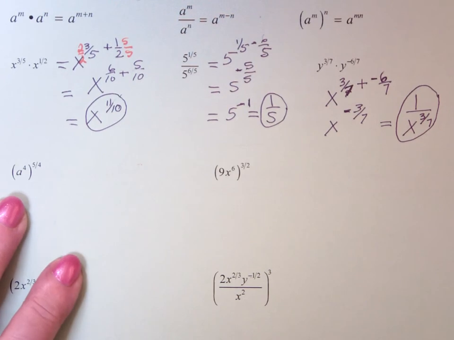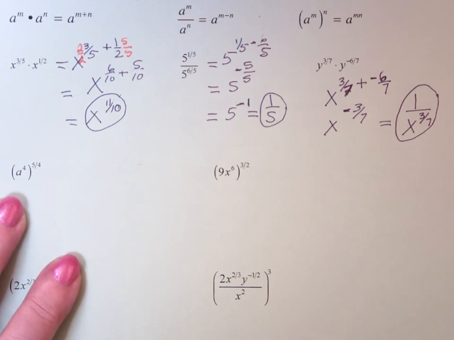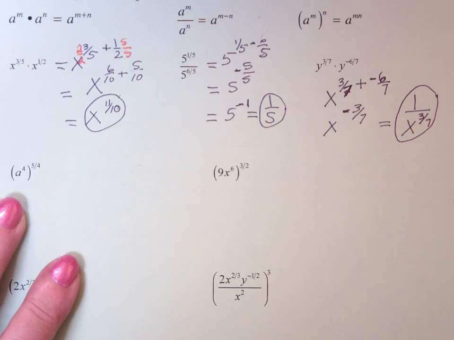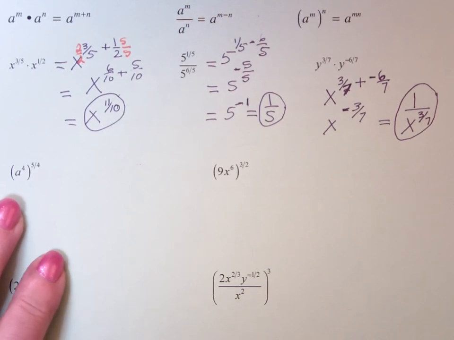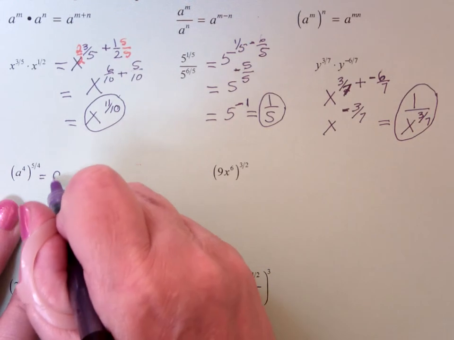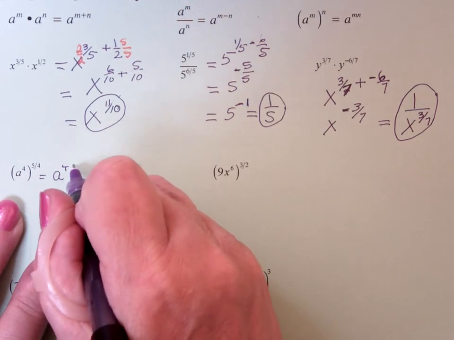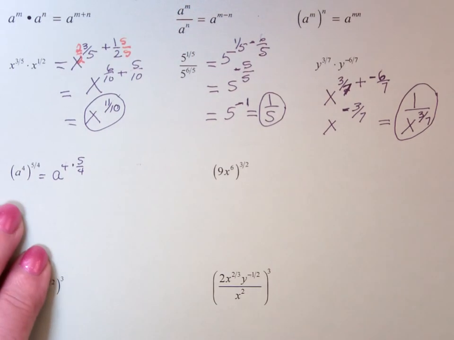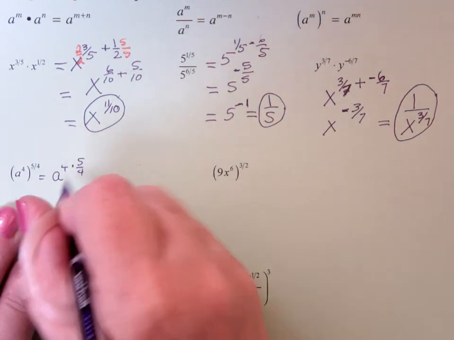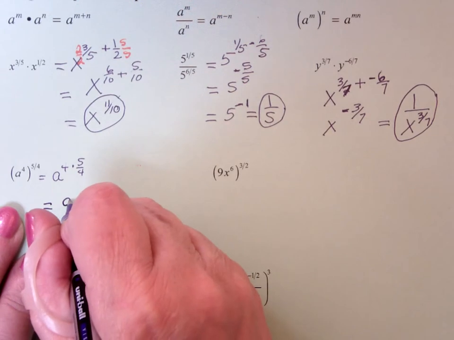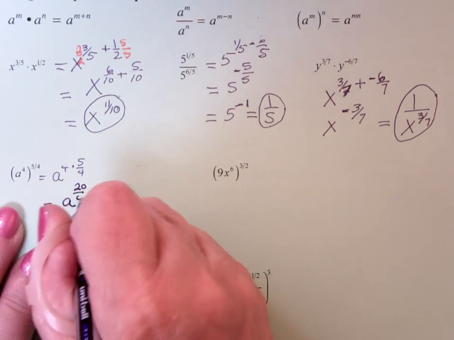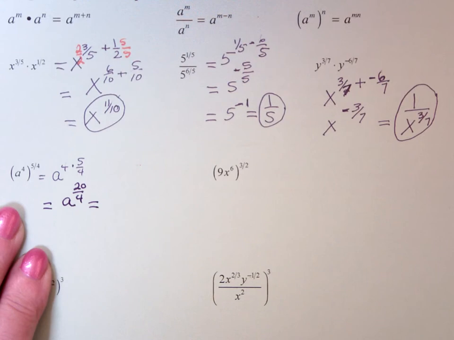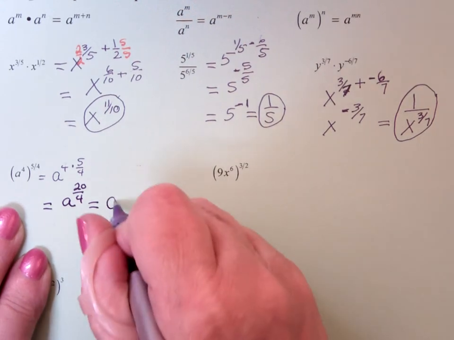Now here's the one that was above. If I have a to the m to the n, it's a to the m times n. So this is really a to the 4 times 5/4, which is a to the 20/4. And 20/4 is a to the 5th.